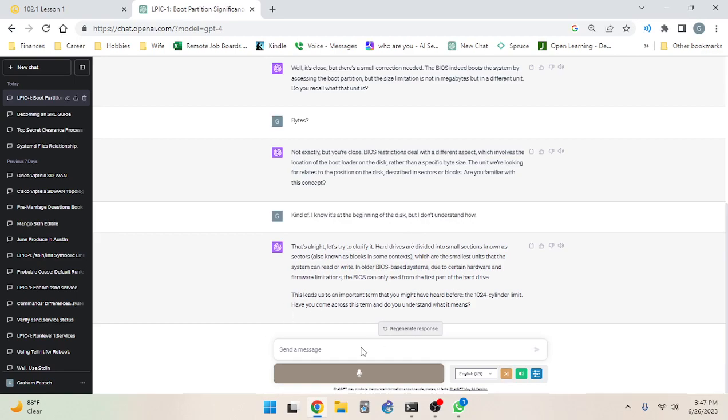The 1024 cylinder limit. Have you come across this term and do you understand what it means? So I have come across it, I think, but I don't understand what it means.